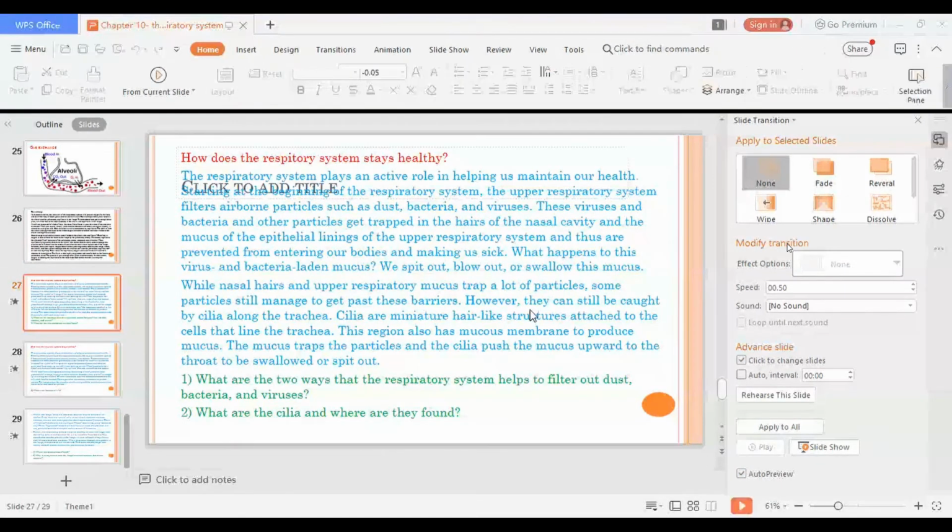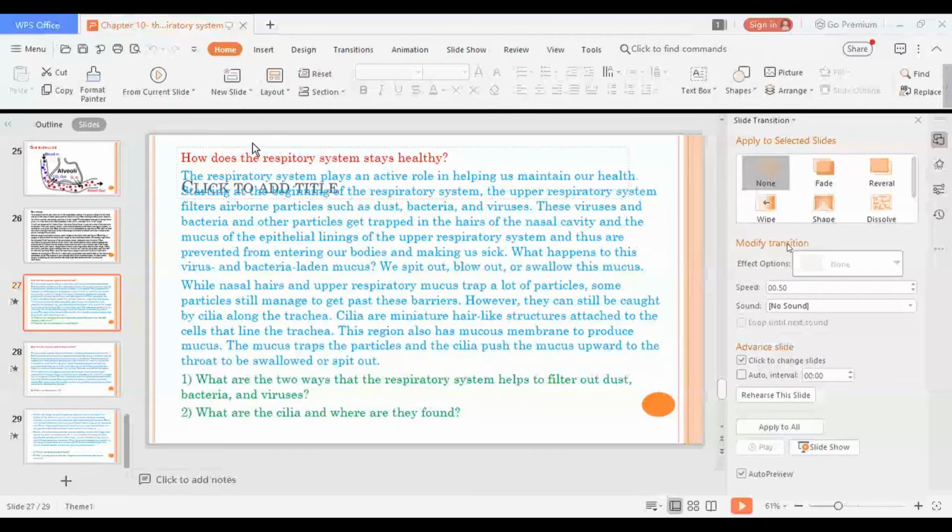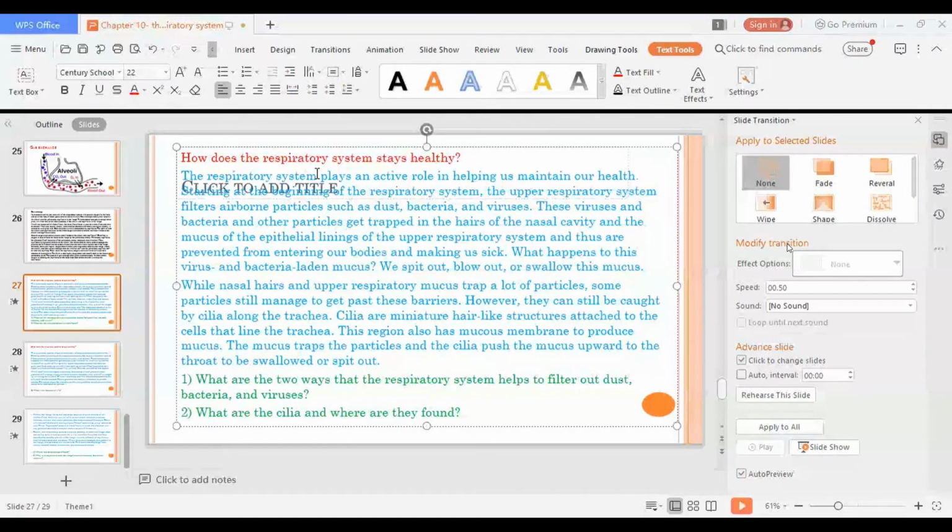Okay, so we continue with another reading practice. Another text. How does, I'm sorry, the spelling mistake, how does the respiratory system stay healthy? I'm correcting the spelling mistake here. Okay, and we can start now.